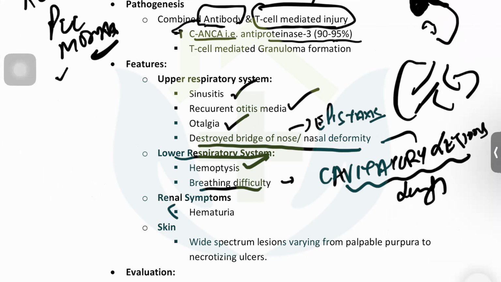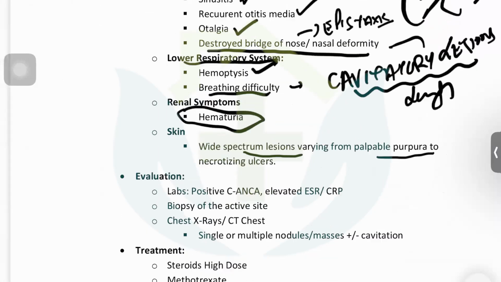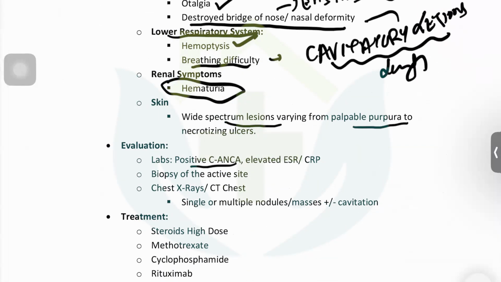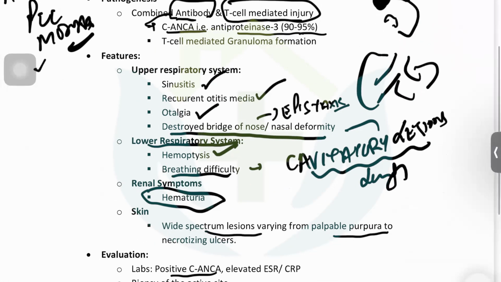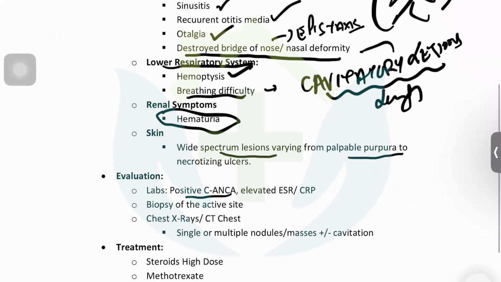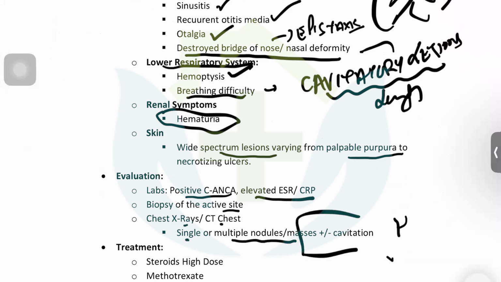Then renal symptoms will be hematuria. Skin, there will be necrotizing ulcers, palpable purpura, anything is possible. Labs: positive C-ANCA, specifically anti-proteinase 3. Elevated ESR and CRP, biopsy of the active site, chest X-ray, CT chest showing single or multiple nodules, masses plus or minus cavitation, and the patient usually has a history of hemoptysis.